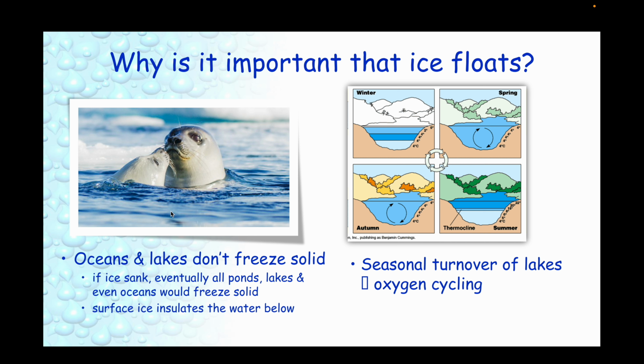So instead, you see ice forming an insulating layer on top and protecting the wildlife below, right? So none of the wildlife is freezing to death. And again, this causes oceans and lakes to not freeze solid. It allows for insulation and a seasonal turnover of lakes and oxygen cycling. So even though it's very cold, oxygen can still cycle throughout the lake.